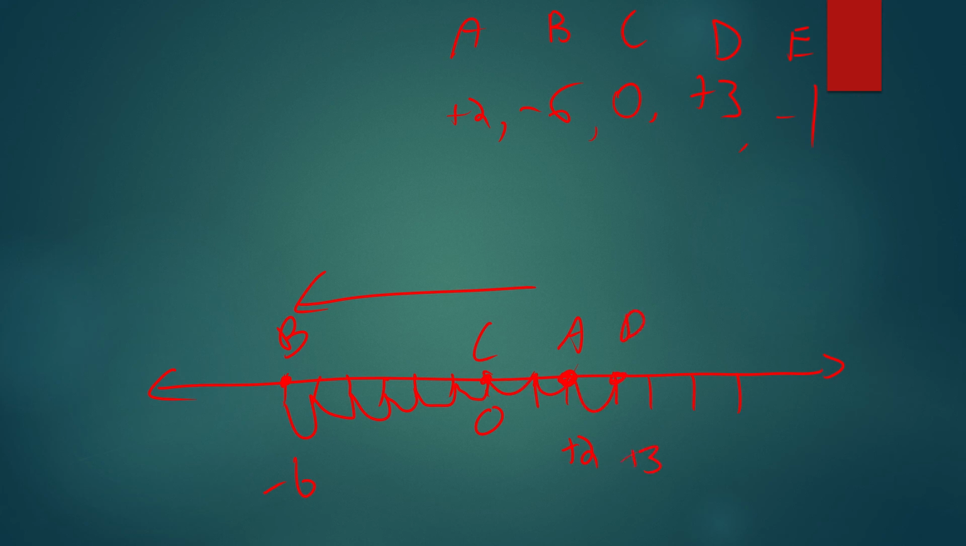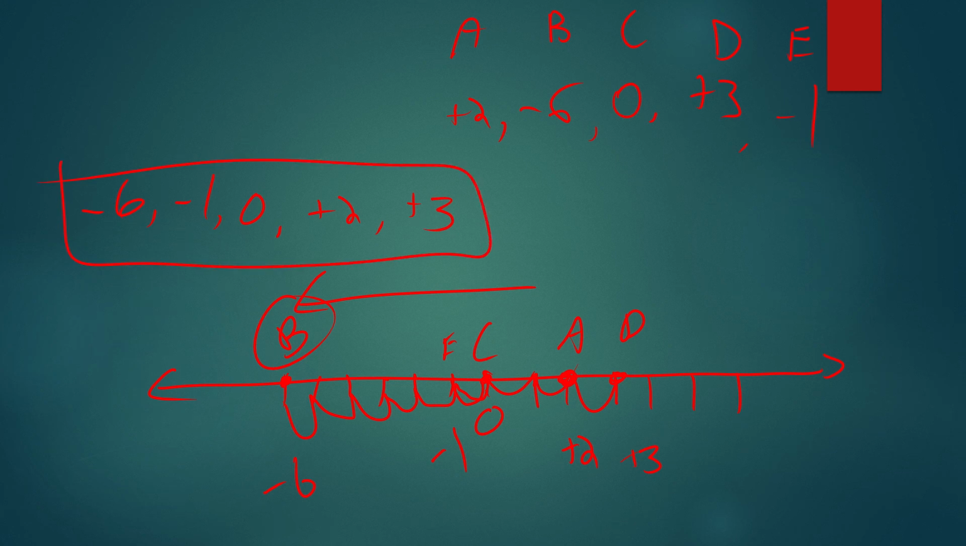Now finally E, we're going to go 0, 1. Okay, negative 1. And we get E. All right. So now if I said what is least to greatest, we're going to start out with the one farthest away from the number line, which is B, negative 6. Then negative 1. Then 0, then plus 2, then plus 3. All right? So my answer would be that.